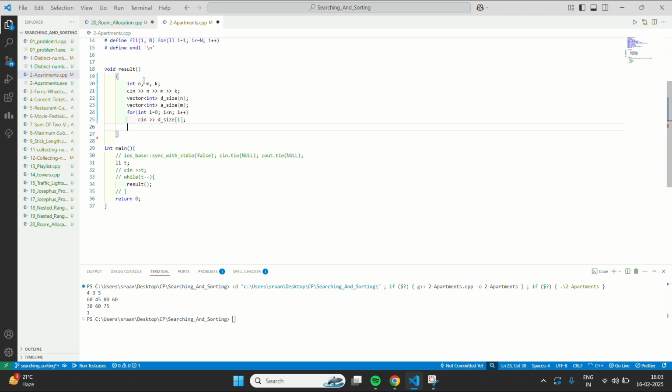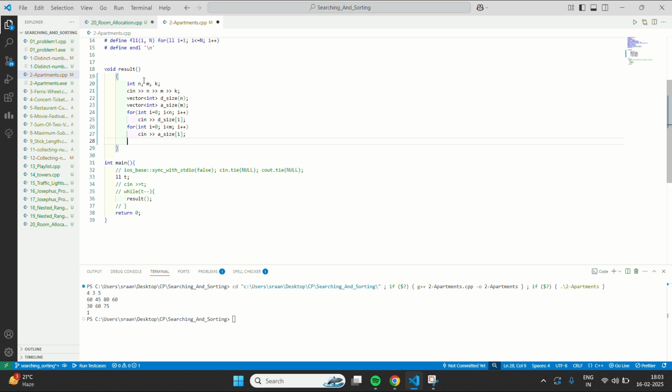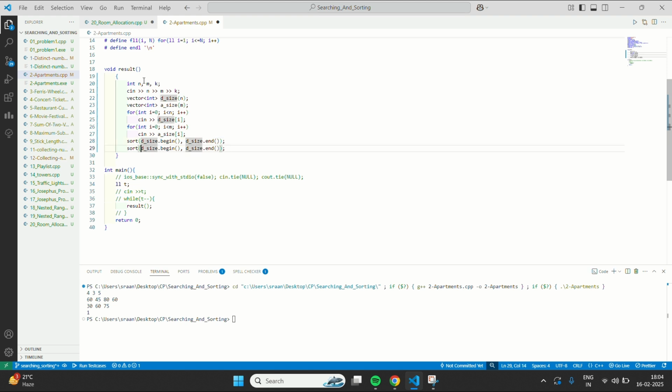Then we will be writing our second loop: for int i equals 0, i less than m, i plus plus. These are apartment sizes. Then after taking desired sizes and apartment sizes, what we will do is sort them. Sort desired size dot begin and desired size dot end. Then we will sort apartment sizes as well. We have sorted desired sizes and apartment sizes.